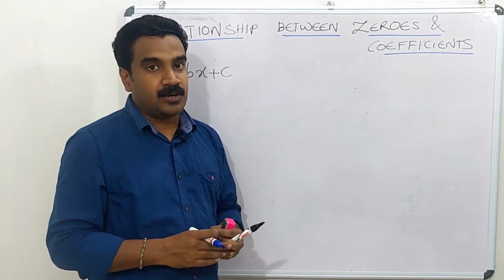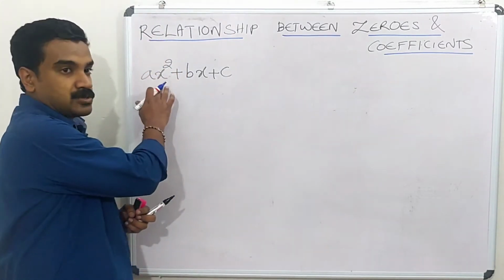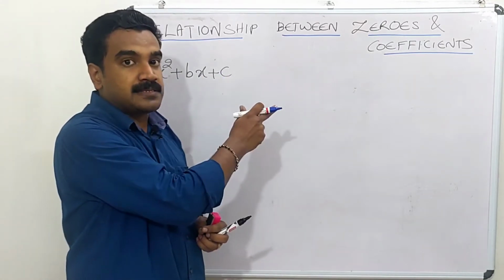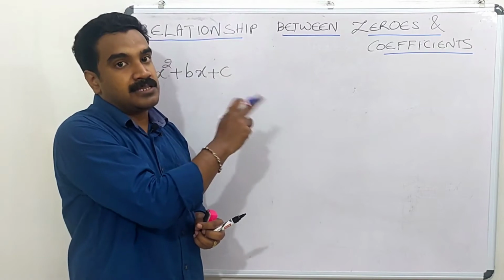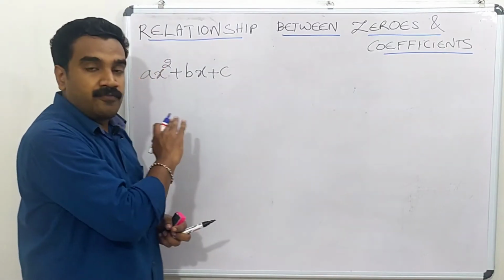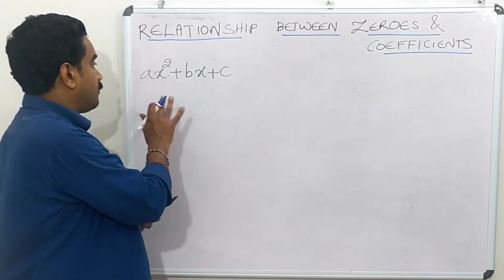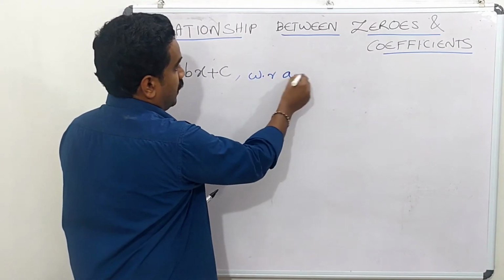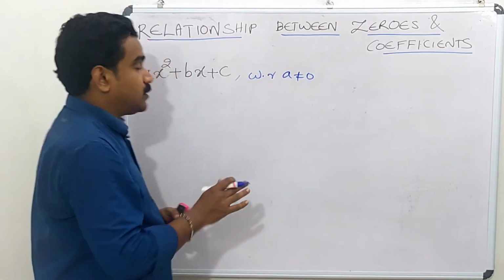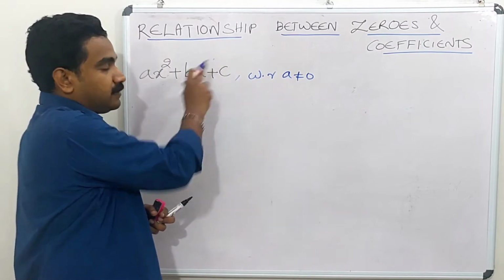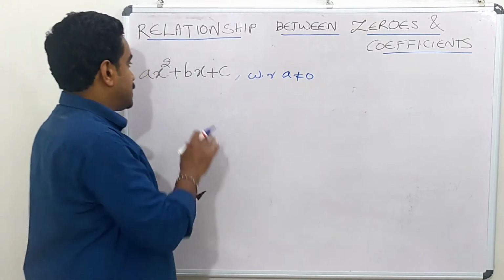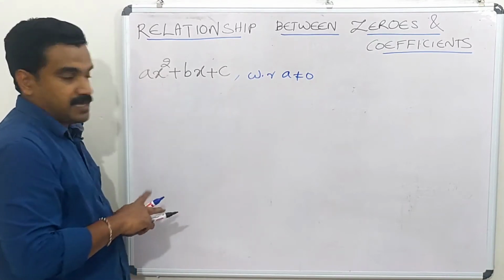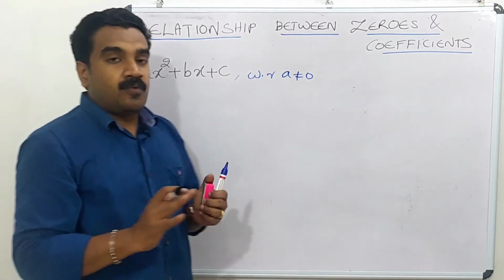What happens when a equals 0? When a equals 0, we get 0x square, which means nothing, so it becomes bx plus c. What's the degree of bx plus c? The degree is 1, which is known as a linear polynomial. So that's why in the general form of the quadratic polynomial, we always write ax square plus bx plus c, where a is not equal to 0. Why a not equal to 0? If a equals 0, it becomes 0x square, and then it actually becomes a linear polynomial. That's why the standard form of the quadratic polynomial is ax square plus bx plus c, where a is not equal to 0.